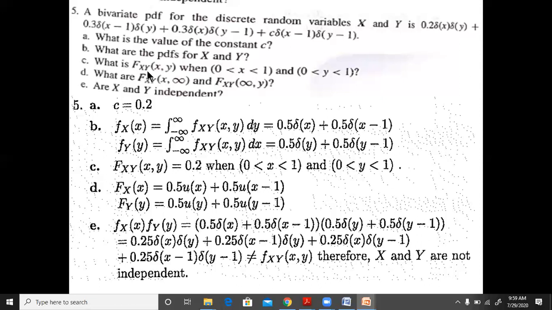Similarly, F_XY(x, infinity) is nothing but F_X(x), and F_XY(infinity, y) is nothing but F_Y(y). Those two quantities we need to find. Again, he has written it directly. F_X(x) is the integral of the quantity written over here, integrated only with respect to y. If you integrate with respect to y, you again get the values 0.5 u(x) plus 0.5 u(x minus 1).